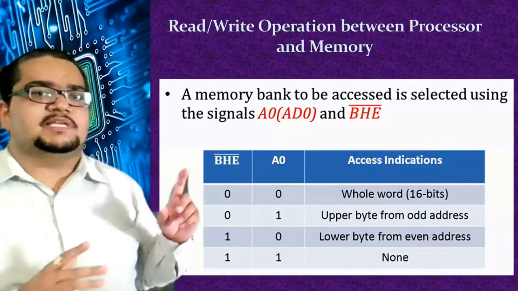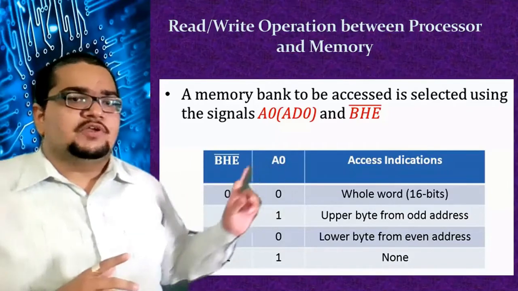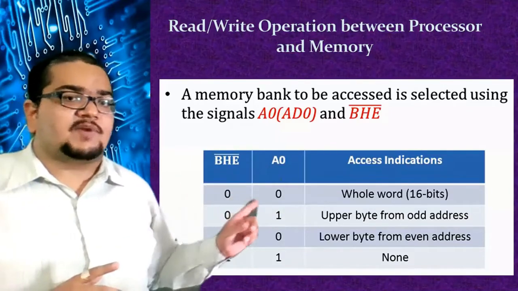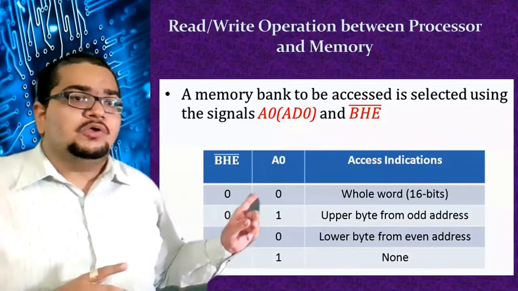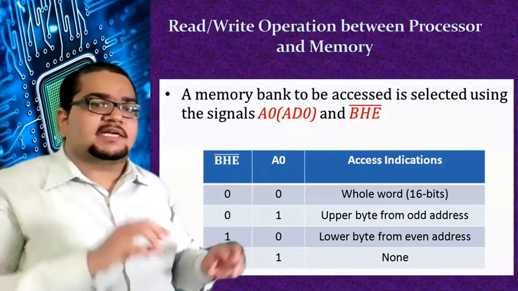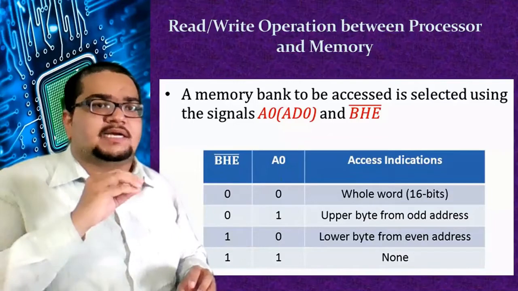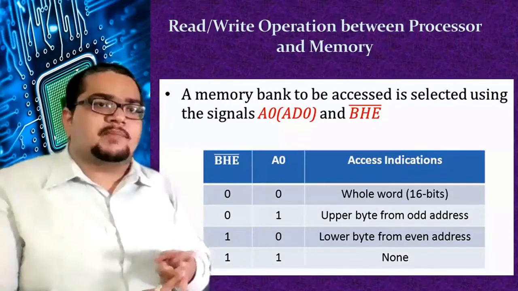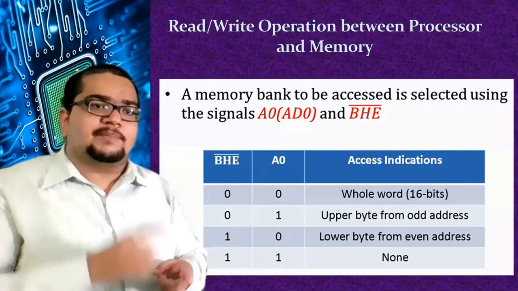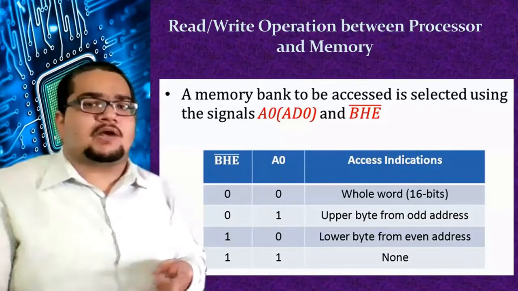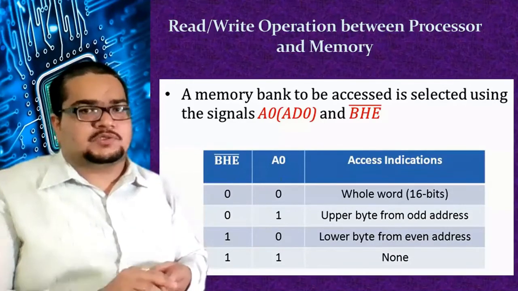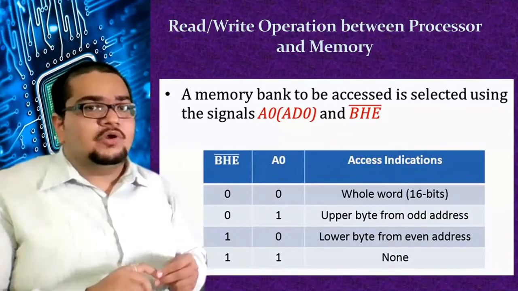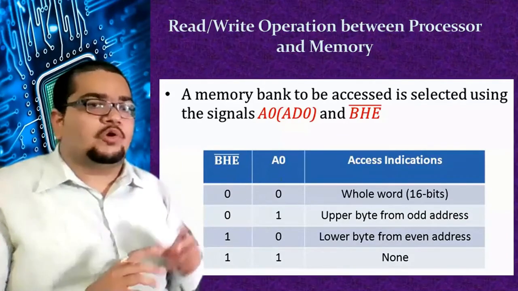So we are having this BHE bar and A0. If both of these lines are sent from the processor as 0 and 0, that means both the chips are selected. That is, the even bank memory chip is selected, and the odd bank memory chip is selected. Both are on. That means memory locations of the even bank and odd bank both can be accessed by the processor. And it will access the 16-bit whole word.